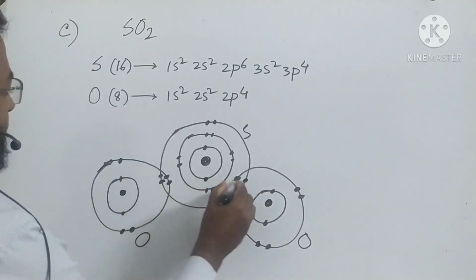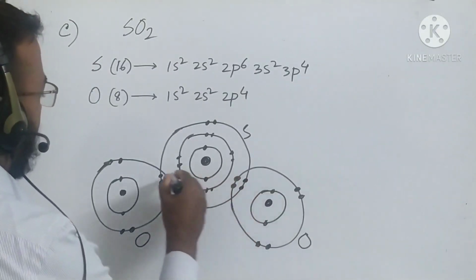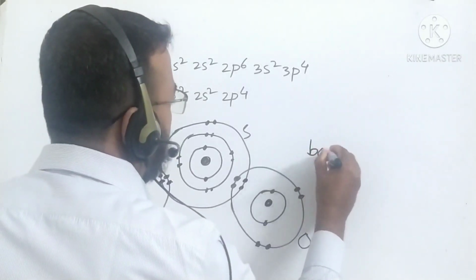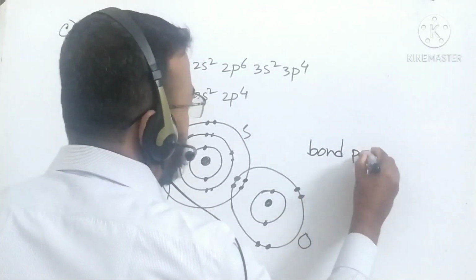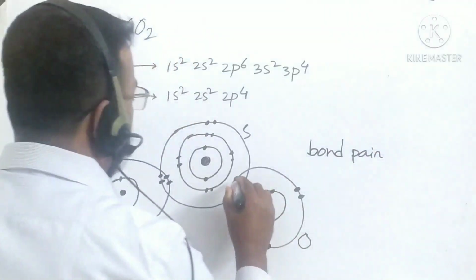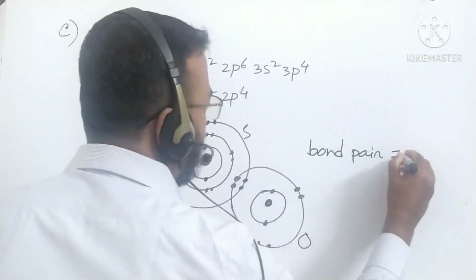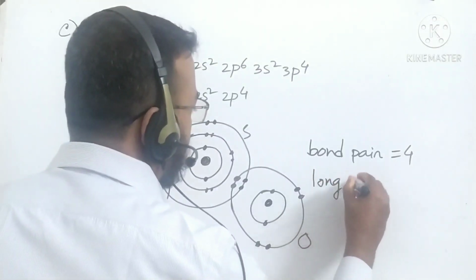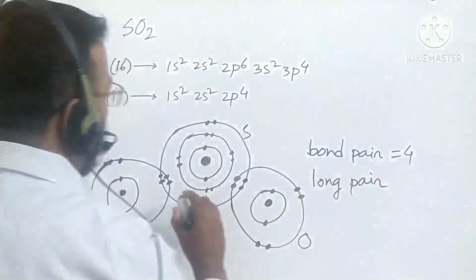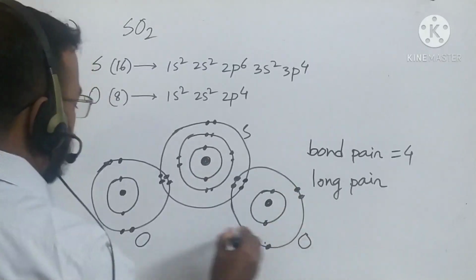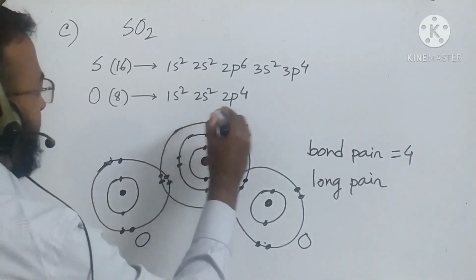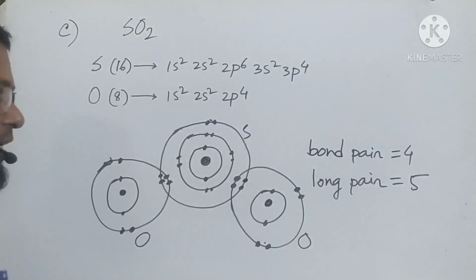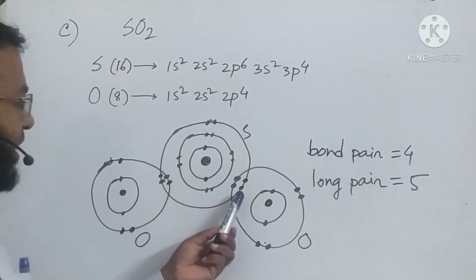Okay, now these are the bond pair electrons. So how many bond pair electrons are there? Bond pair: 1, 2, 3, 4. Bond pair equals 4. Now lone pair equals 1, 2, 3, 4, 5. Lone pair equals 5.